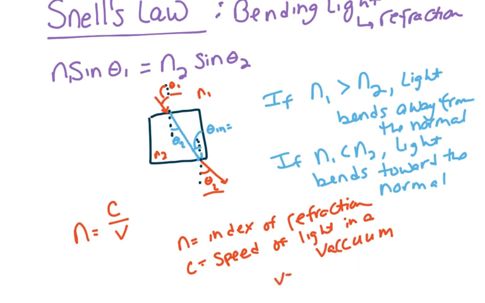And then V is the speed of light in the new medium. So if you were trying to find an index of refraction and you knew the speed of that light in the medium, then you would just use speed of light in a vacuum divided by the speed of light in the new medium, and then you could find the index of refraction.